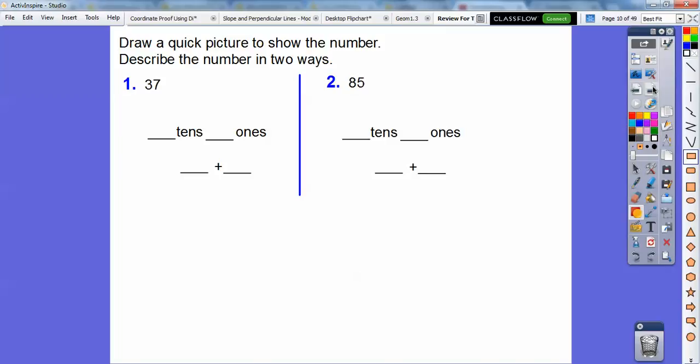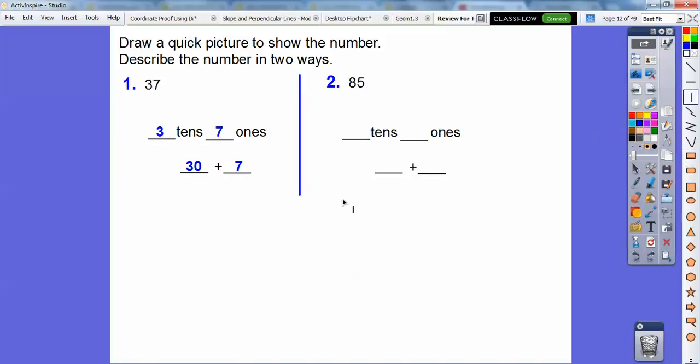Draw a quick picture to show the numbers and describe the numbers in two different ways. I don't know if I drew a quick picture on these. So 37, if I didn't, I'll do that right now. There's the tens, there's the units digit. So there's 3 tens and 7 ones. 3 tens is the same as 30, 30 plus 7. So there is 3 tens and 7 ones. Let's go ahead and do that real quick.